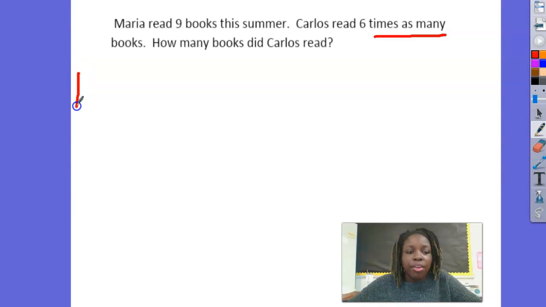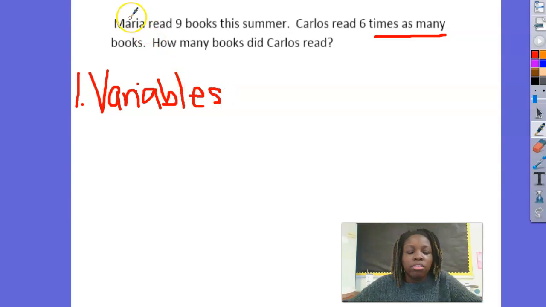So the very first step is to do what again? Great, write down my variables. So I'm going to write down my variables of the two things that I am comparing. So as I look at this problem, I'm thinking, what am I comparing? Well, it says Maria read 9 books this summer and Carlos read 6 times as many books. So there's 2 people here I'm comparing. I'm comparing Maria and Carlos.